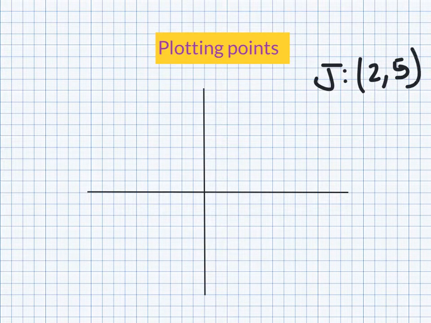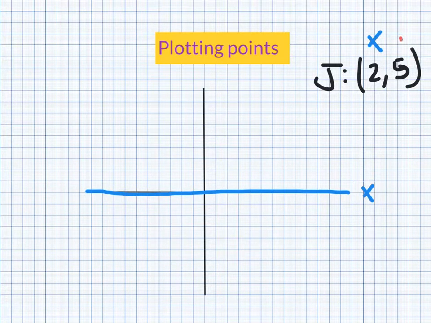5. 2, 5. So in order to plot points, we need to understand what in the world this thing is saying right here. What does that mean? Well, our first value here, the 2, that is where we put the x-coordinate, x. The x-coordinate is the horizontal location. Horizontal means going from left to right. So this line going from left to right is my horizontal location, or my x-axis.